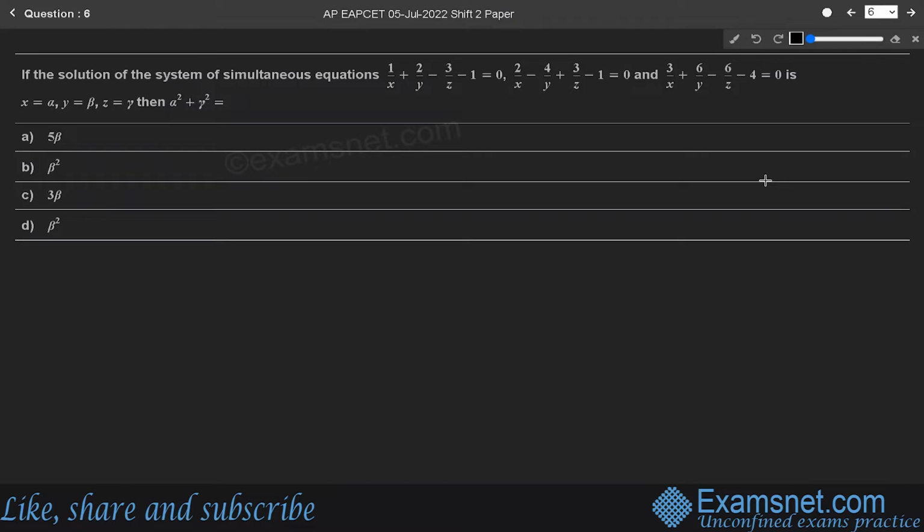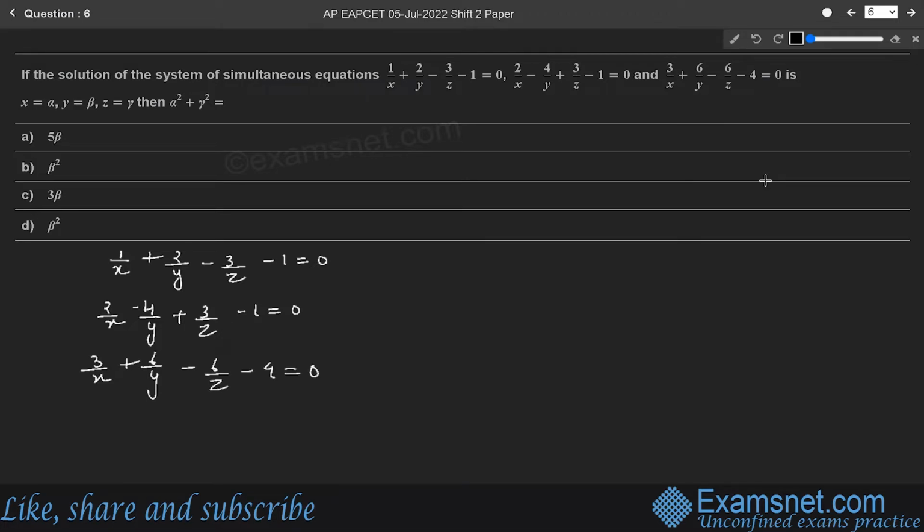Next question is, if the solution of the system of simultaneous equations 1 by x plus 2 by y minus 3 by z minus 1 is equal to 0, 2 by x minus 4 by y plus 3 by z minus 1 is equal to 0, and 3 by x plus 6 by y minus 6 by z minus 4 is equal to 0, then x is equal to alpha, y is equal to beta, and z is equals to gamma, then alpha square plus gamma square is equal to.